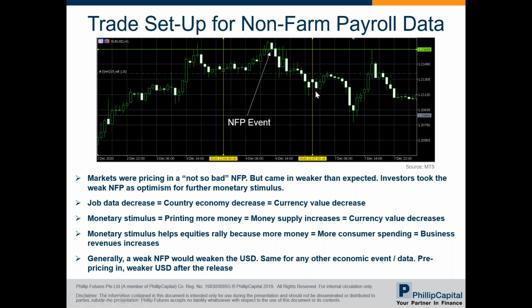we saw the US dollar go down instead, because, as I said, it's a snowball effect. You can see the job data decrease equals the country's economy decrease equals the currency value decrease. The monetary stimulus equals printing more money equals the money supply increasing, therefore the currency value decreases. So yeah, we can actually see that. Like I said, it's a snowball effect.